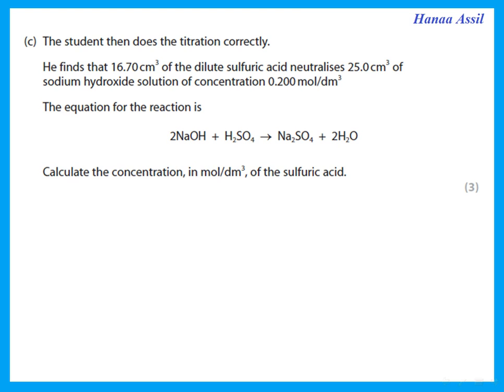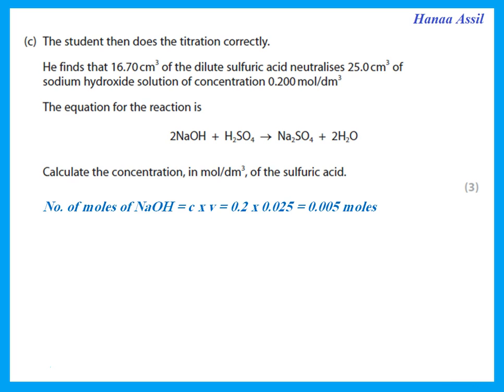Then he says the student does the titration correctly. He finds that 16.70 centimeter cubed of the acid neutralizes 25 centimeter cubed of the base that has this concentration. Calculate the concentration of sulfuric acid. You should get used to this kind of equation because it's repeated in every exam. He gives me information here about what? I have volume and concentration of the sodium hydroxide.